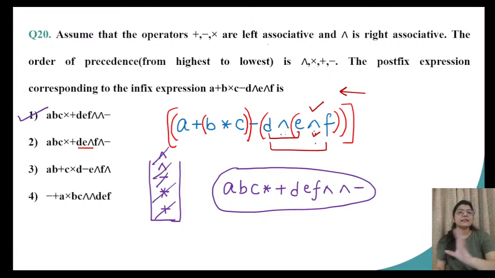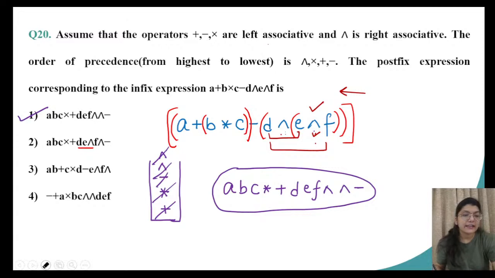We just see the okay, they're asking us to change this from infix to postfix, and they have given us this expression, and we solve it according to our knowledge. Please don't do this. They have clearly mentioned that operators these are left associative and power is right associative, and this is the precedence.